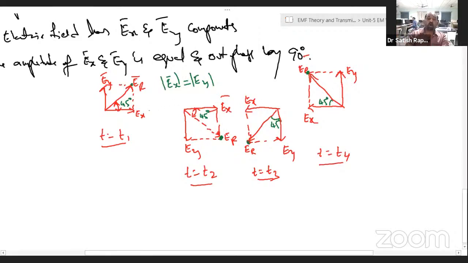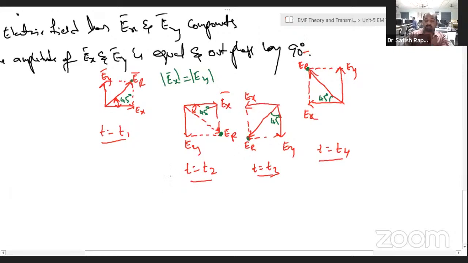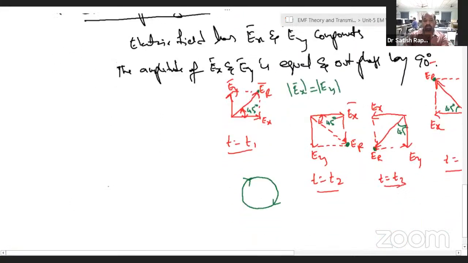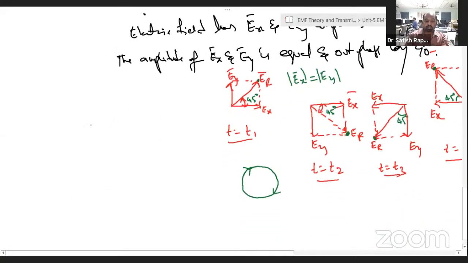So therefore, if you join all the locus points, T equal to T1, T equal to T2, T equal to T3, T equal to T4, if you join all the locus points, you will get a circle, right? You will get a circle, and hence the wave is said to be circularly polarized, right?